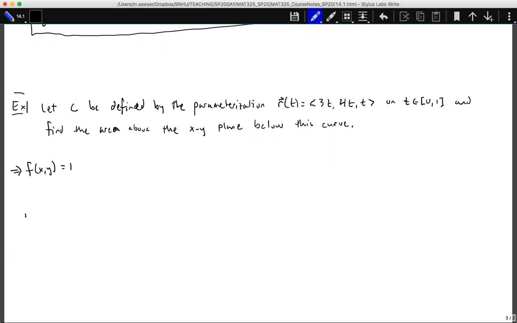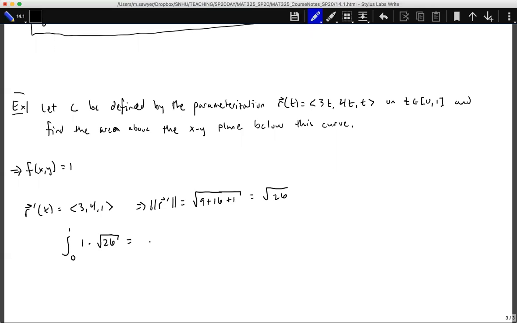So our r prime of t is equal to the vector 3, 4, 1. That means our magnitude of r prime is equal to the square root of 9 plus 16 plus 1, which is equal to the square root of 26. So our curve goes from 0 to 1, and our f of x, y is equal to 1 times the square root of 26. So we get the square root of 26 is the area above the xy plane underneath this curve.